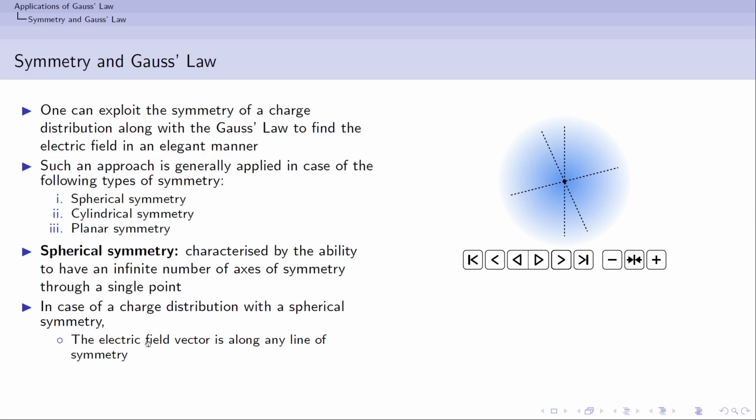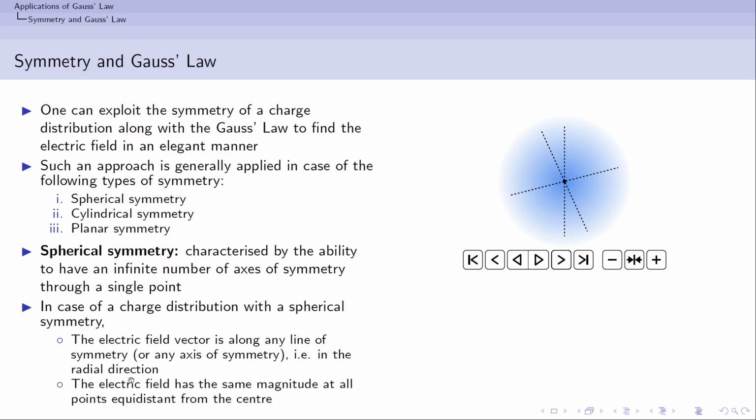Okay, so we can say that the electric field vector is along any line of symmetry or along any axis of symmetry. So the electric field is always going to be along the axis of symmetry or the line of symmetry in case of a charge distribution with a spherical symmetry. Okay, and this direction is also what is known as the radial direction.